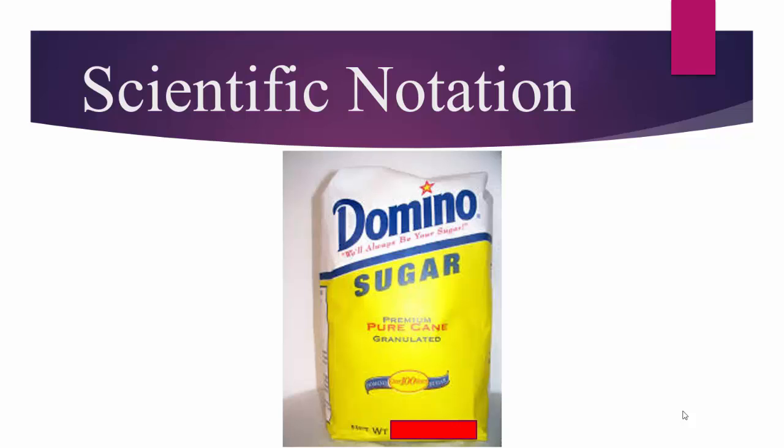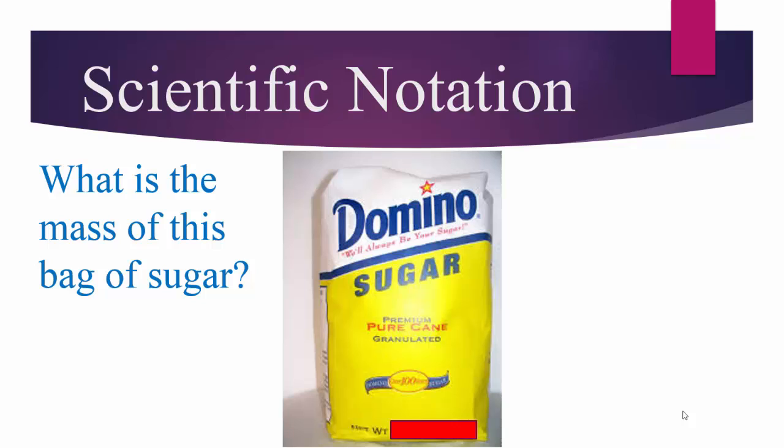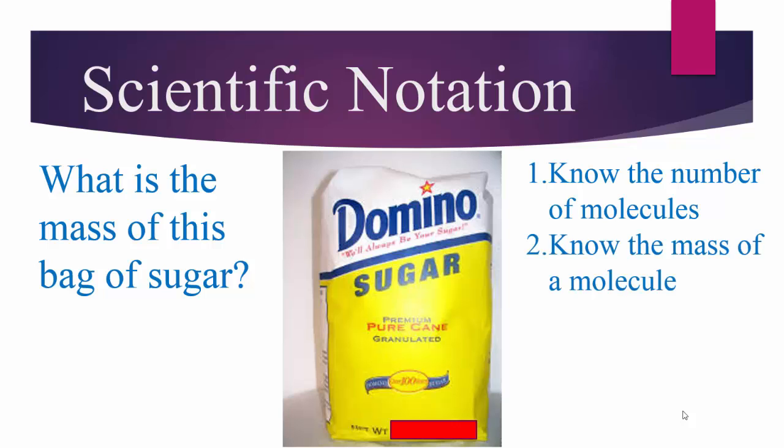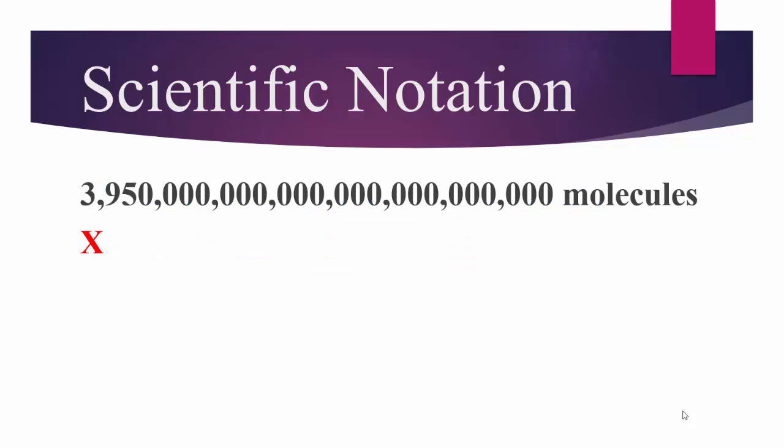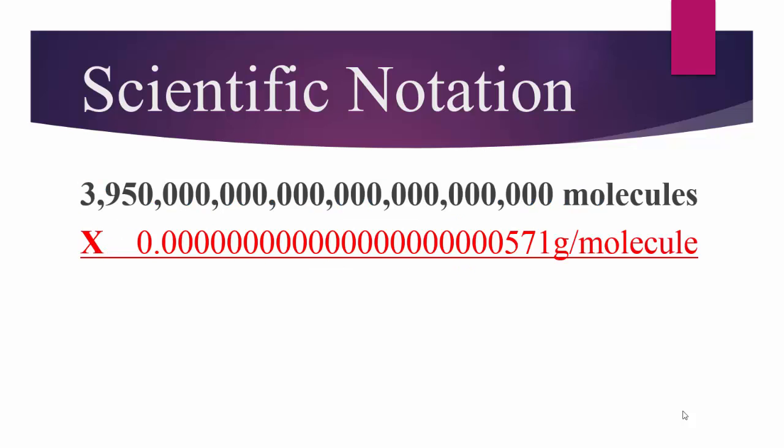So we go back to our bag of sugar, and you will note that I have cleverly blocked out the weight. But I could ask you, what's the mass of this bag of sugar? And you can actually figure it out. How, you say? Well, you know the number of molecules. You know the mass of one molecule. So the number of molecules times the mass of one molecule will equal the total mass of the sugar. So you take the total number of molecules, you're going to multiply it by the weight of one molecule, and you can already see that this is going to be a potential mess.